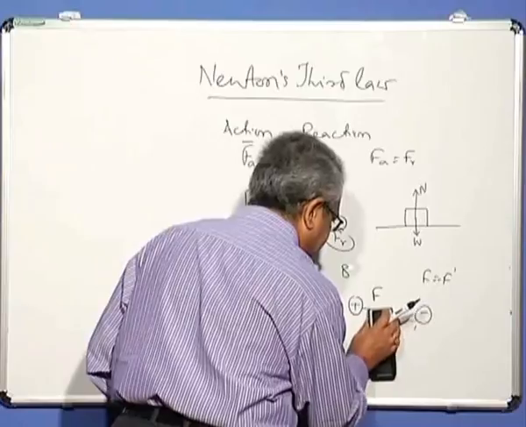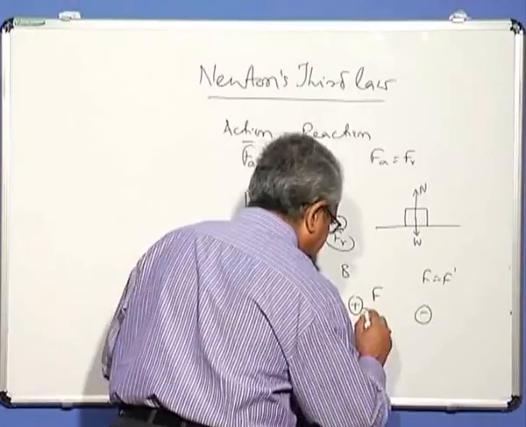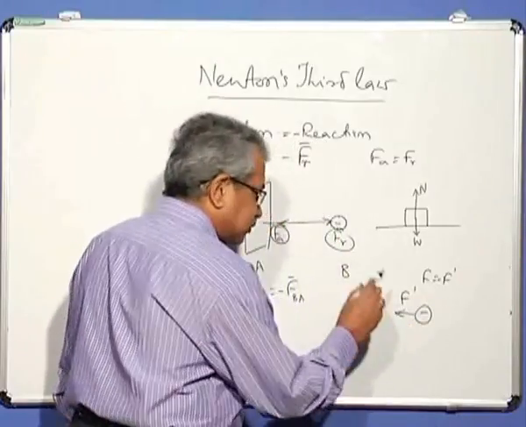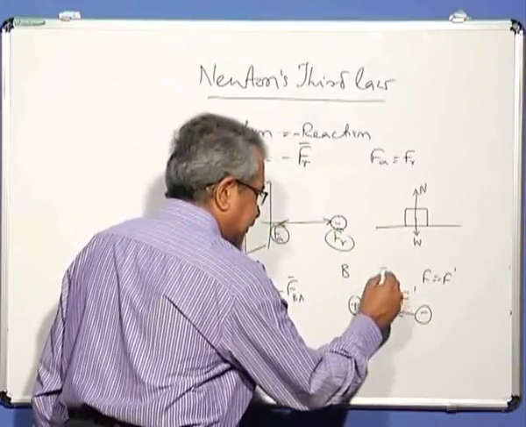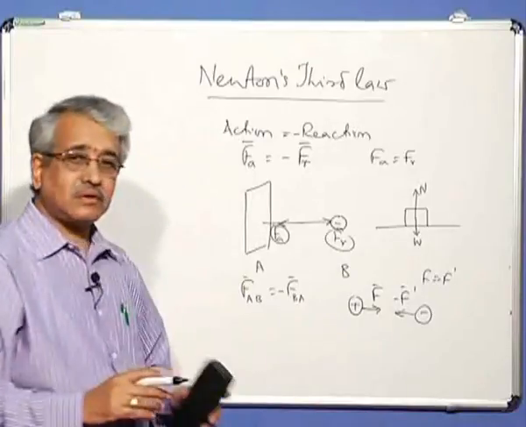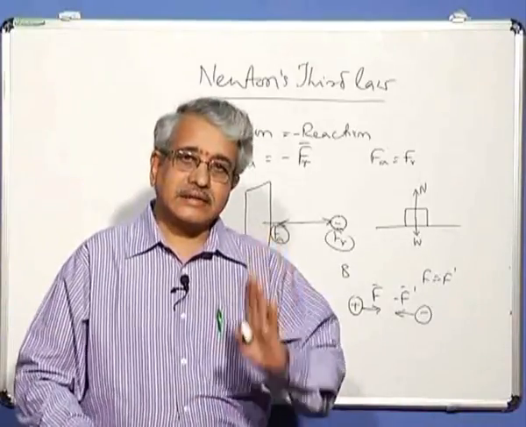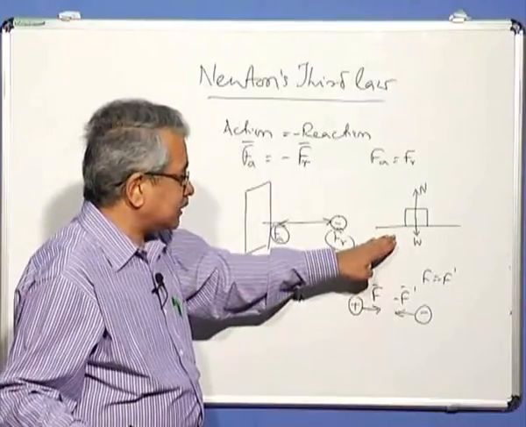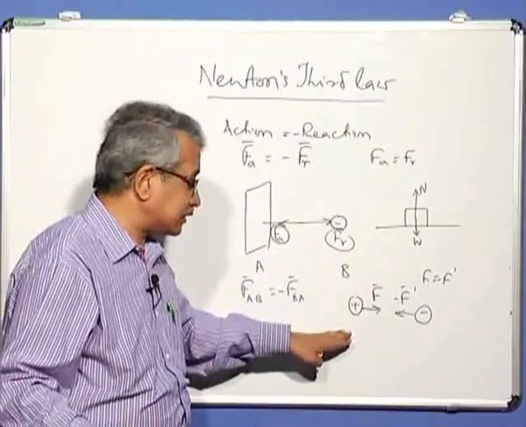In fact, to be more precise, you must write them along the same line like what you have drawn there. This force of attraction will be there, because in the opposite direction you can write like that also. So the action-reaction pair need not be only when there is a contact between the bodies. It can be from a distance also.